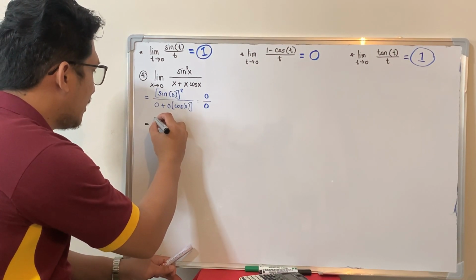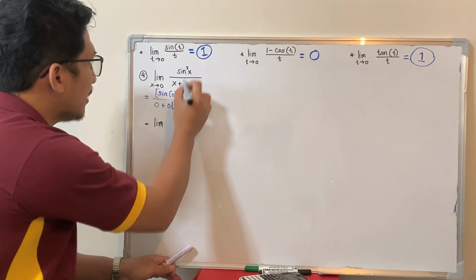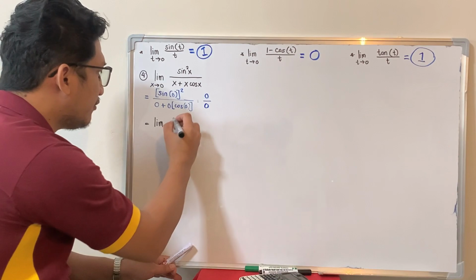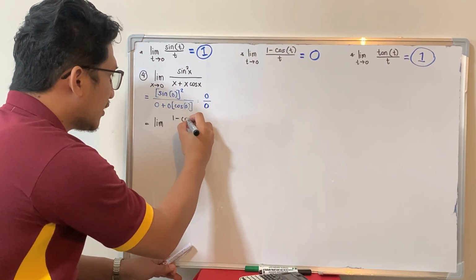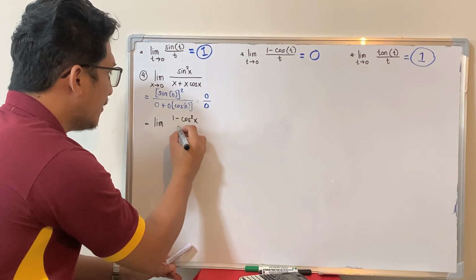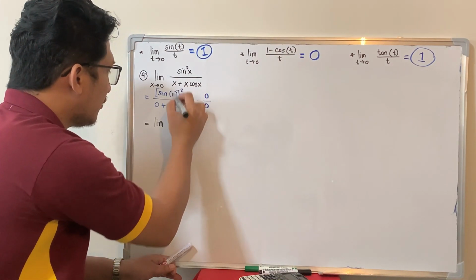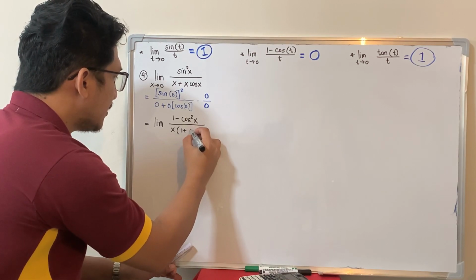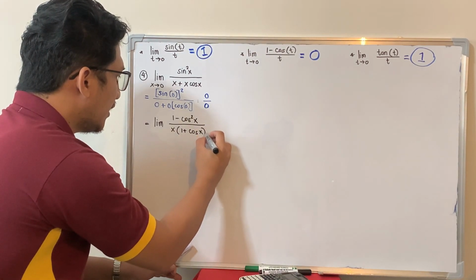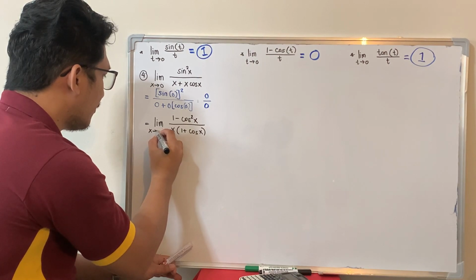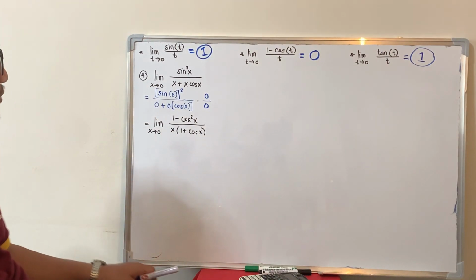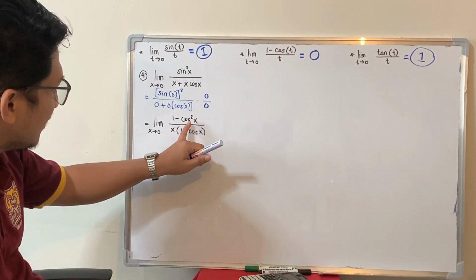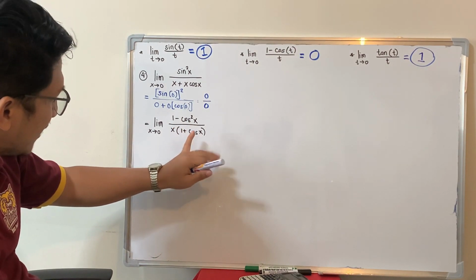I can actually transform that sine squared x. If you recall the Pythagorean identity, that is equivalent to 1 minus the cosine squared x, all over, factoring out x, x times 1 plus the cosine x, as x approaches 0. So they are somewhat similar now, but not yet the same. It is 1 minus cosine squared, while this one is just 1 plus cosine x.